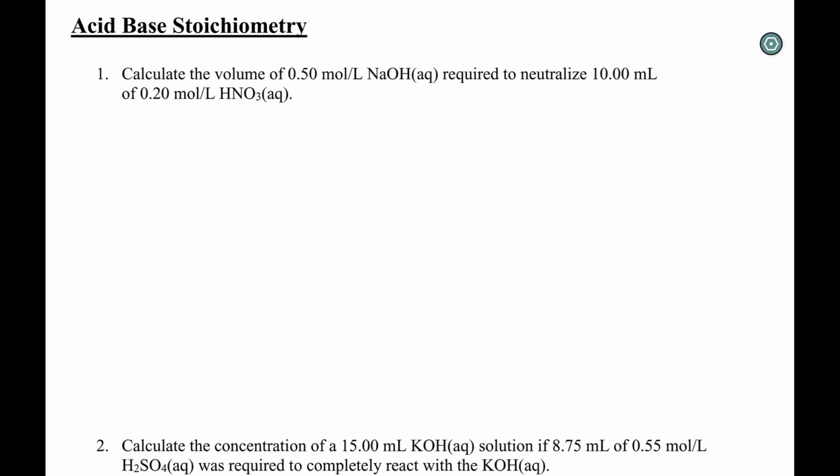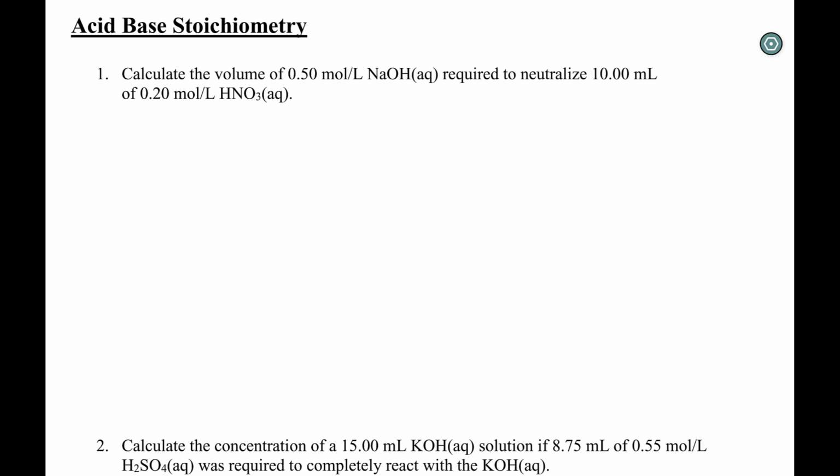The next thing we're going to look at is a little bit of acid-base stoichiometry, which will allow us to do some calculations when we get to titrations in our next lesson. So, acid-base stoichiometry is really using mole ratios in an acid-base reaction to figure out usually a volume or concentration of acid or base required to neutralize the other.